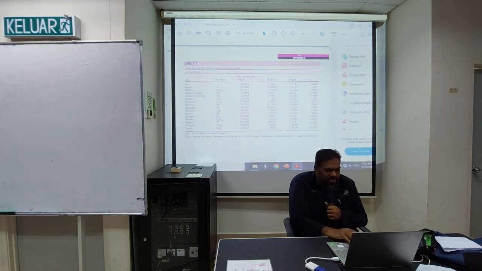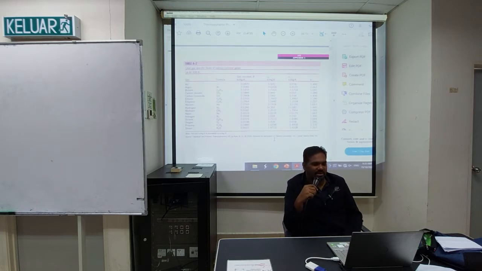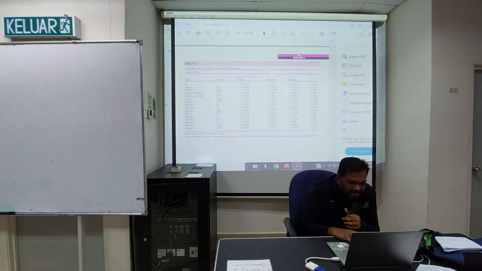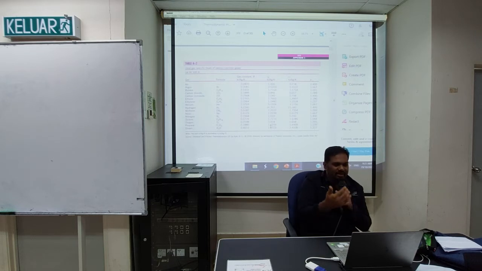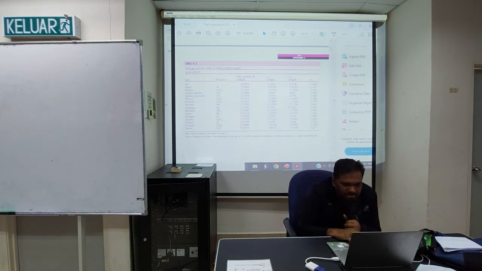Here are some examples. What is the gas constant for nitrogen? Looking at the table, the gas constant for nitrogen is 0.2968. What is the CP value for steam? It is 1.8723. So if the question deals with steam, for example a closed control volume containing steam, you can refer directly here and take the value.